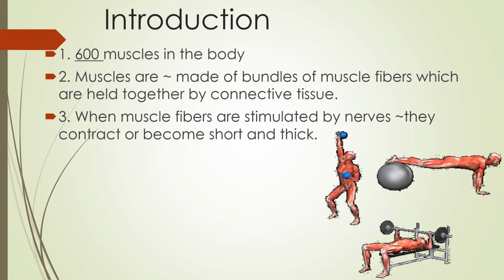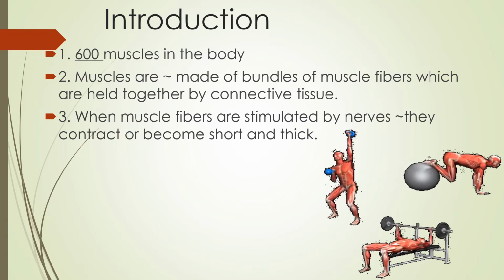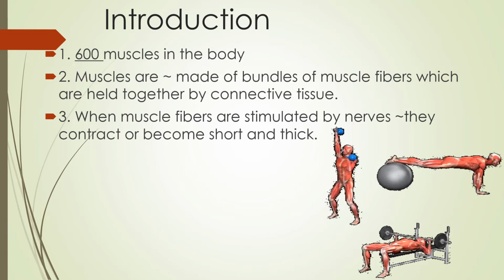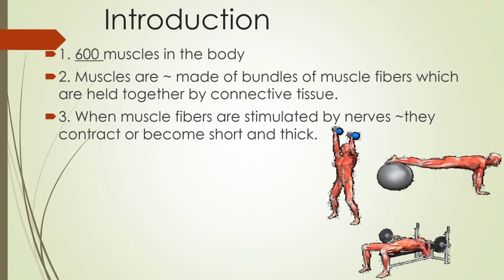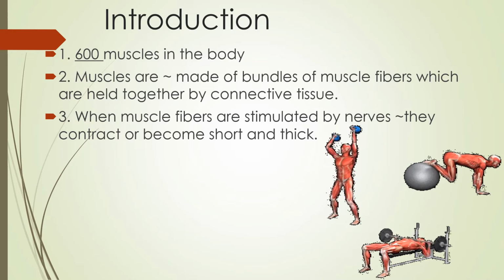600 muscles in the body. Muscles are made up of bundles of muscle fibers which are held together by connective tissues. When muscle fibers are stimulated by nerves, they contract or become short and thick.